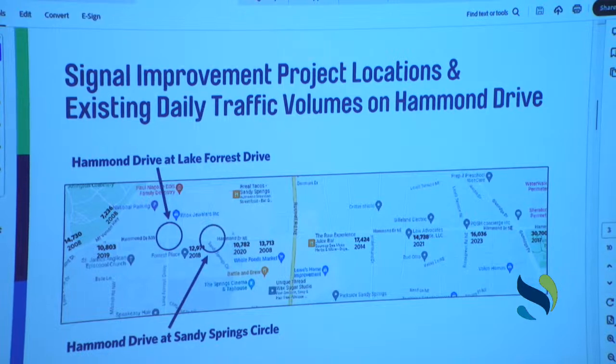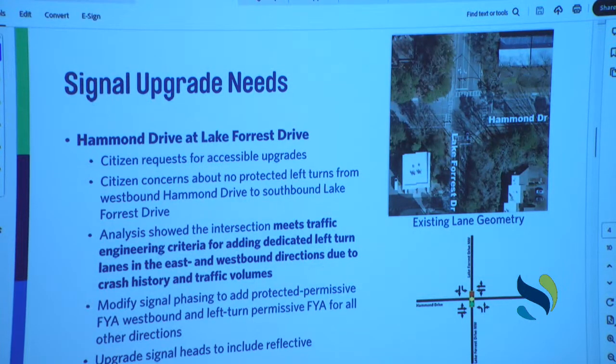Hammond Drive is an interesting corridor going from Mount Vernon and then into the perimeter all the way over to Ashford Dunwoody. And it changes quite a bit in character, what the land uses are, what the volumes are. This is at the lower volume end of the corridor, in the south heart of our city center area.